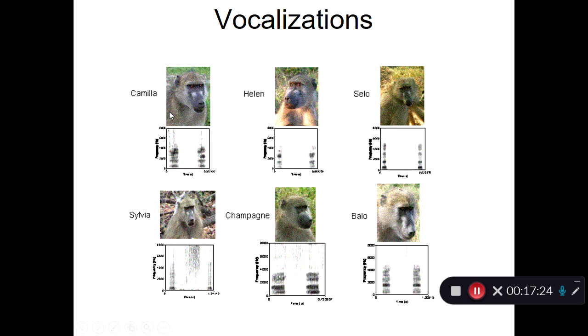You can also look at individual voices for each individual in a group, just like we have signature sounding voices. This study looked at some known baboons that they recorded their voices and they could record their signature sounds. And that's a sonogram of the different voices, and they each have their own sort of vocal signature. So Champagne has a different kind of a voice than Helen, and they can tell each other apart based on just the way their voices sound, just like we can.